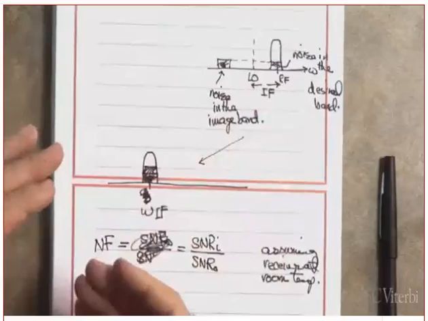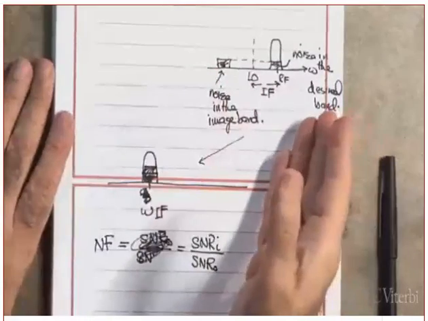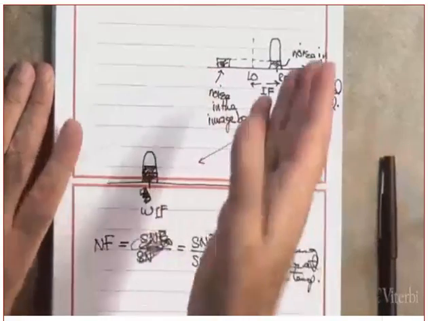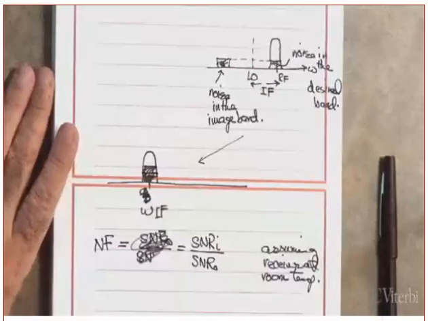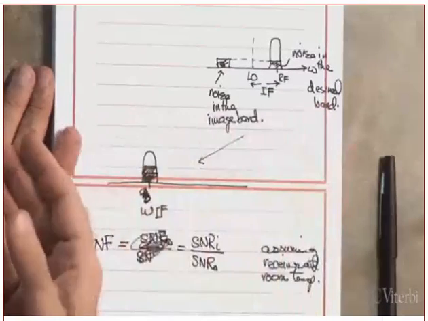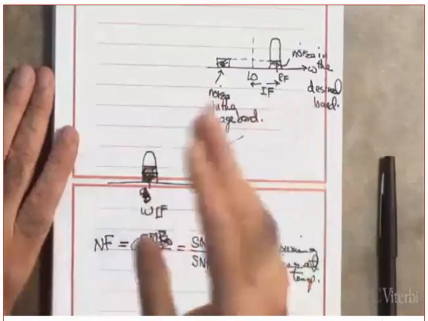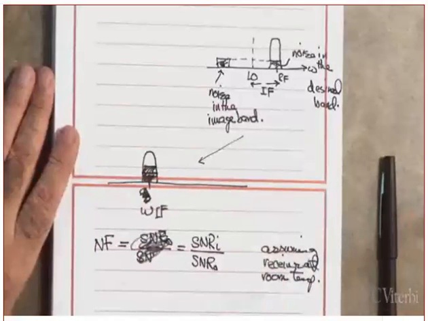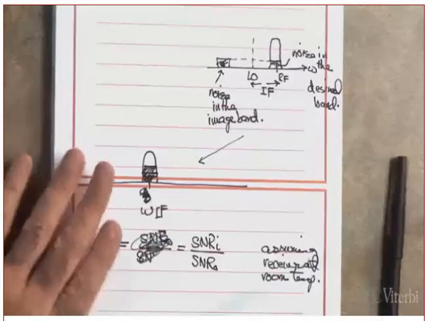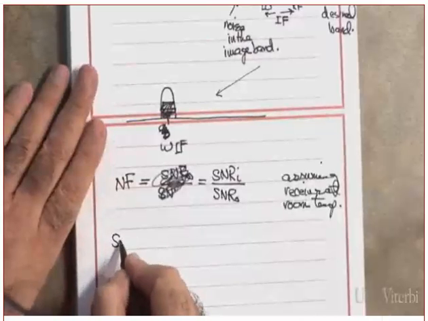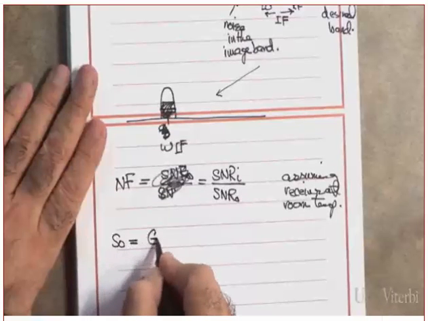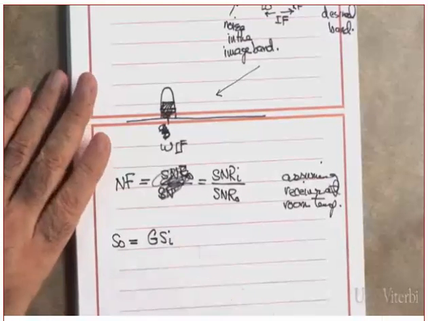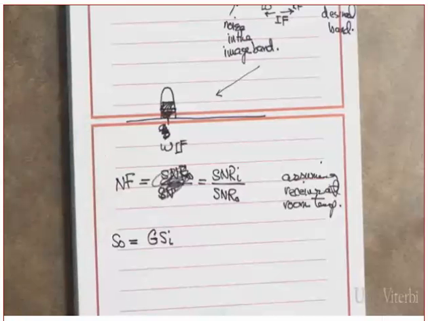But so will the signal. The signal also will be multiplied by the G. Which means, what is the output signal power? The output signal power is G times SI. Did you get this or not? In other words, SO is equal to G SI. Did you get this or not? Yes.